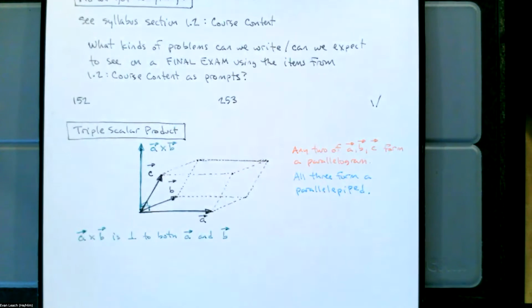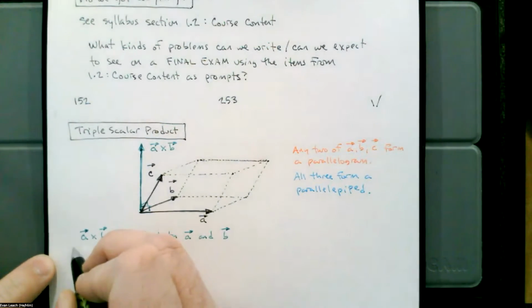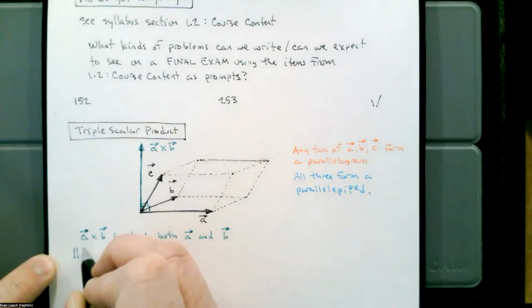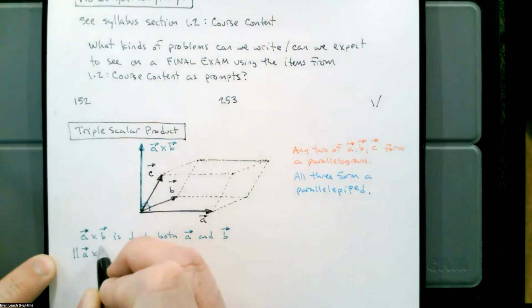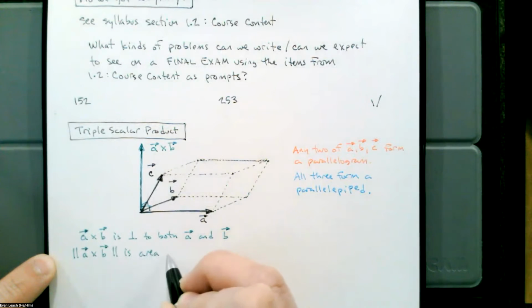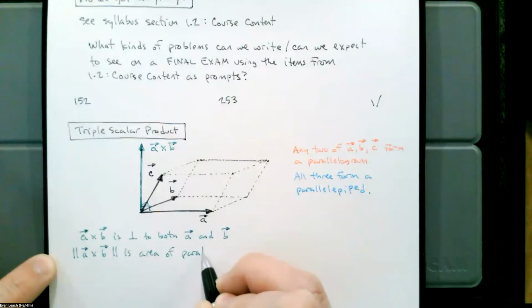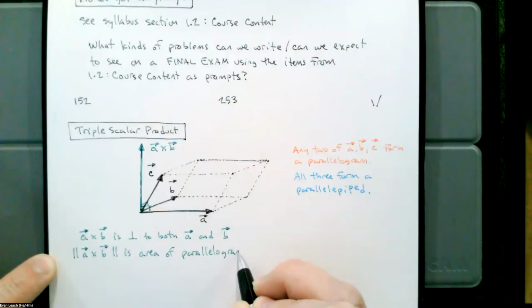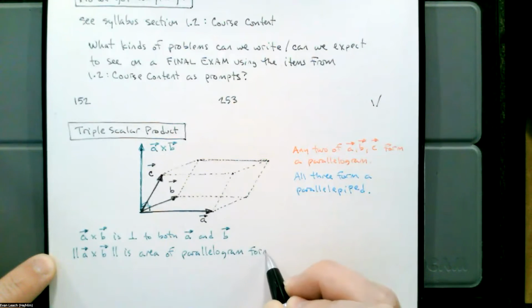So we know about the direction of A cross B. That's the thing that I cared about the most at the time because we were trying to describe planes with one vector. What I almost always forget to mention is that the magnitude of A cross B is the area of the parallelogram formed by A and B.